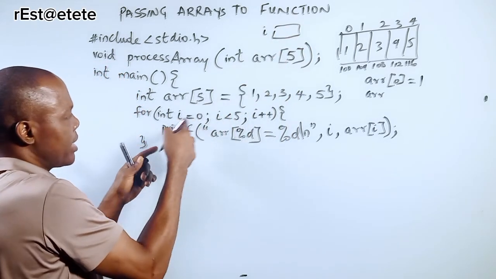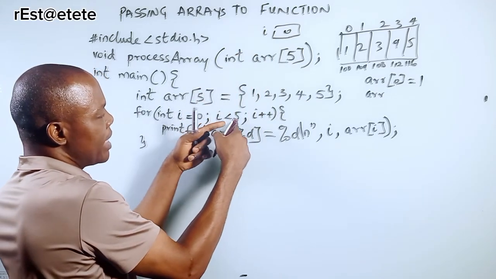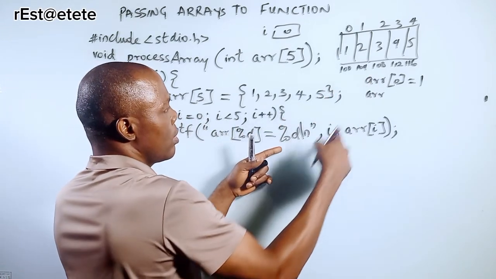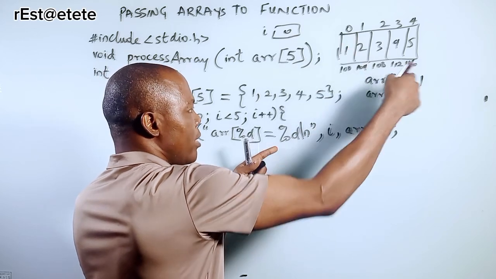The first thing is it will assign 0 to I, which is 0. Then it will go in. I less than 5, that is true. So it will go in, and then it will print this out. So it will access this square. Whatever is there, it will print it out.